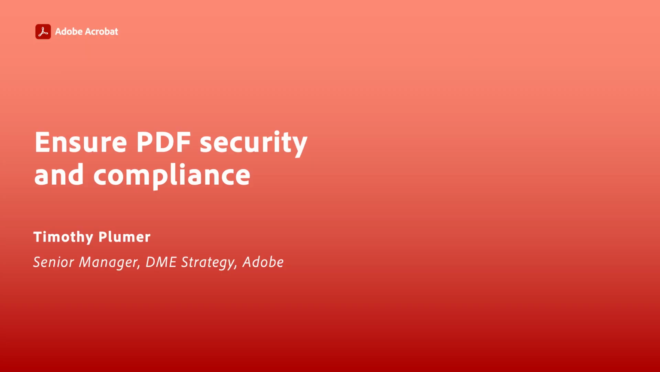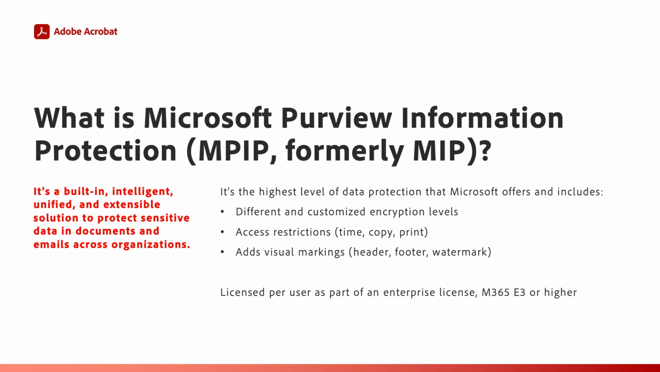Love it. Thank you. All right, with that, let's go ahead and move on to our next session, which is ensure PDF security and compliance. But we're going to be discussing Microsoft Purview Information Protection, or MPIP, which is formerly known as MIP. So a couple things to note. MPIP is Microsoft's highest level of data protection that they offer. And this is unique because inside Acrobat, we are able to classify documents as MPIP encrypted documents, which is what Tim will show us here in a second.